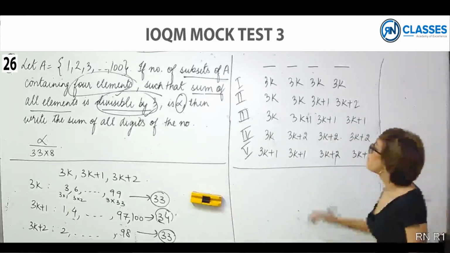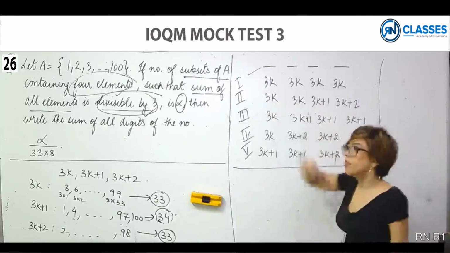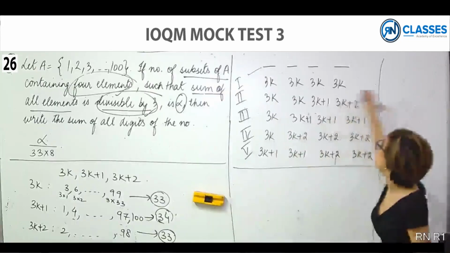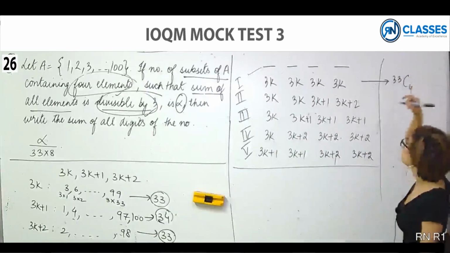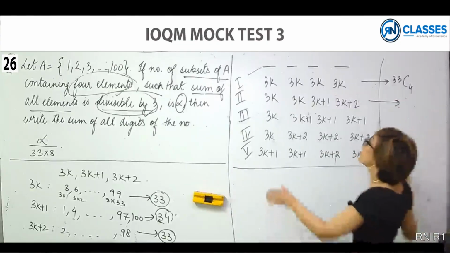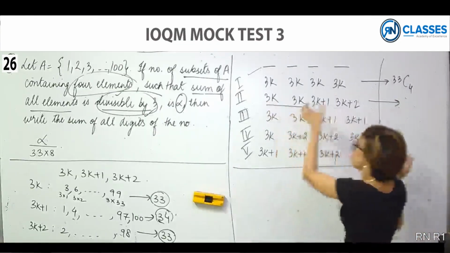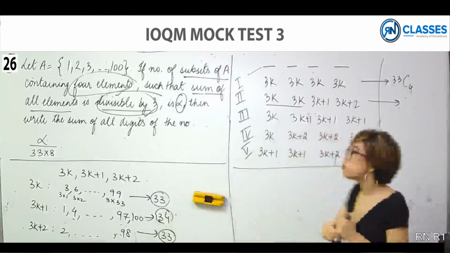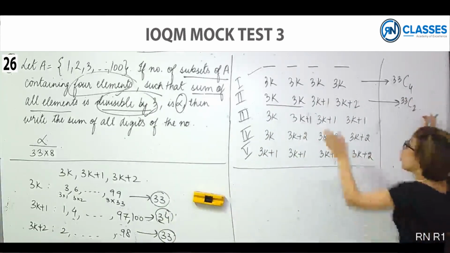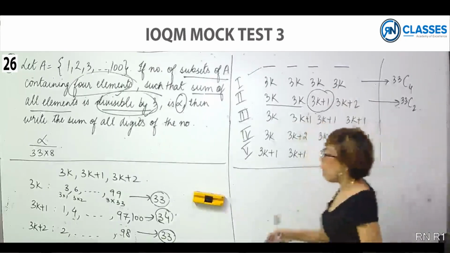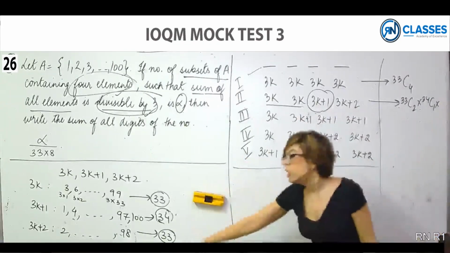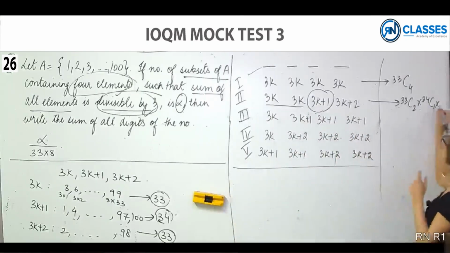Let's see. Now first case, when all the 4 numbers are of the form 3k. That means out of these 33, I need to choose 4. That is done in 33C4 ways. Done. Now second case, 2 is of the form 3k, 1 is 3k plus 1, 1 is 3k plus 2. Right. First let me choose 3k. Out of these 33, I need to choose 2. So, 33C2. Corresponding to this, I need to choose 3k plus 1 also. So, out of these 34, I need to choose 1. So, that is 34C1 into last 3k plus 2. Out of these 33, I need to choose just 1. So, that is 33.